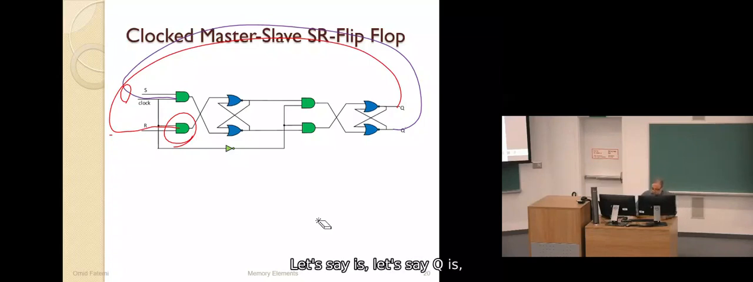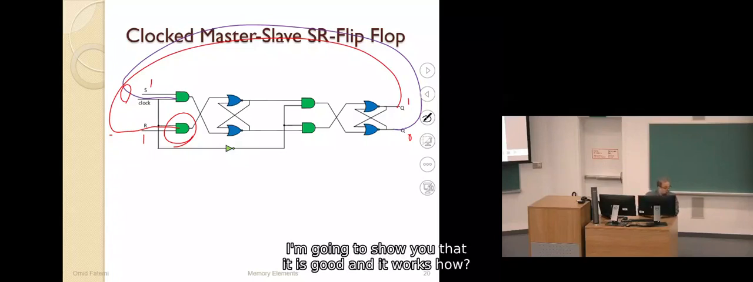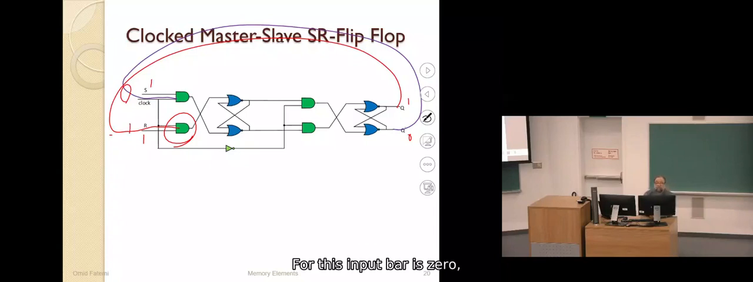Let's say Q is, for example, 1 now, and Q bar is 0. Okay, this is our current state. Now we put 1 and 1 here. It was not valid before for SR, but for JK, I am going to show you that it is good and it works. How? Let's see. So J is 1, K is 1, Q is 1. So here we have 1 for this input. And Q bar is 0. So we have 0 here.